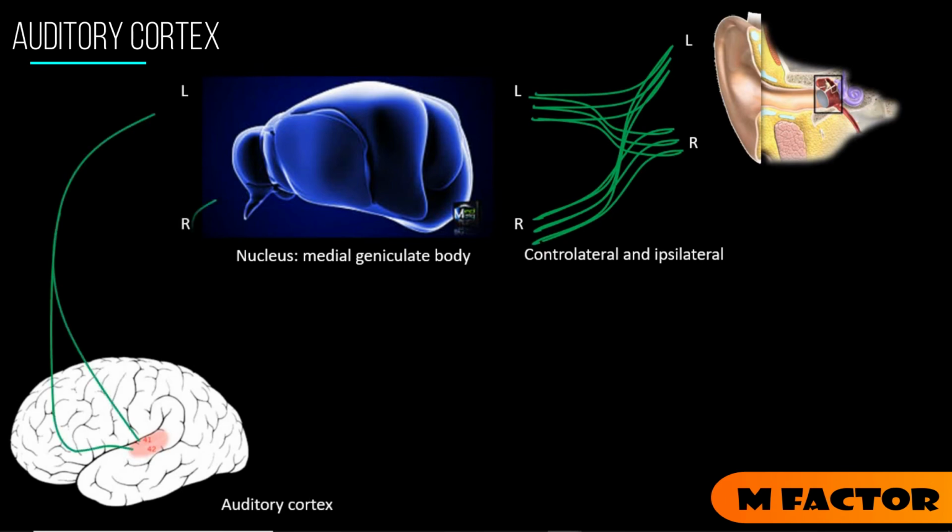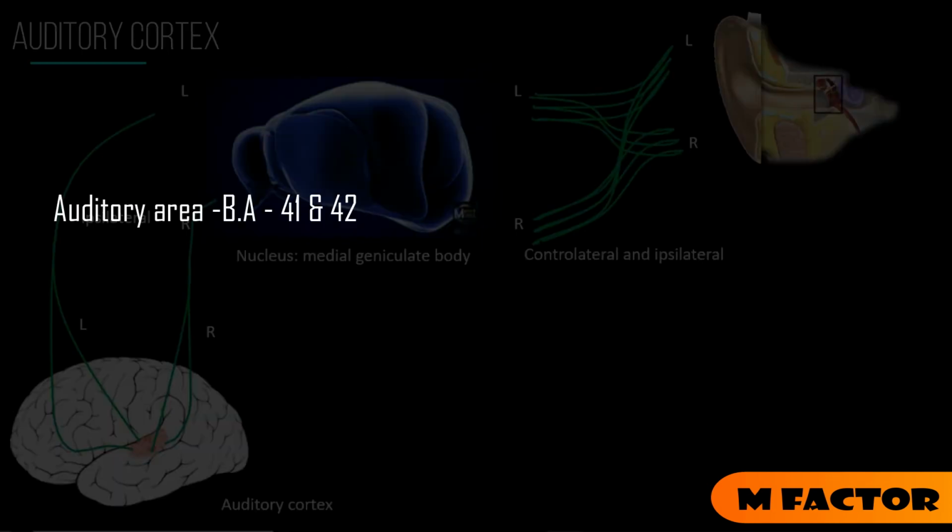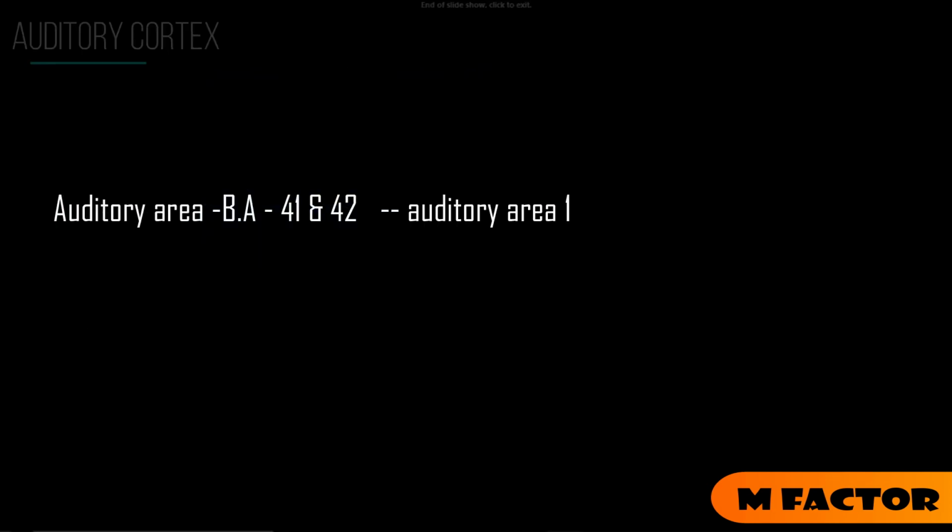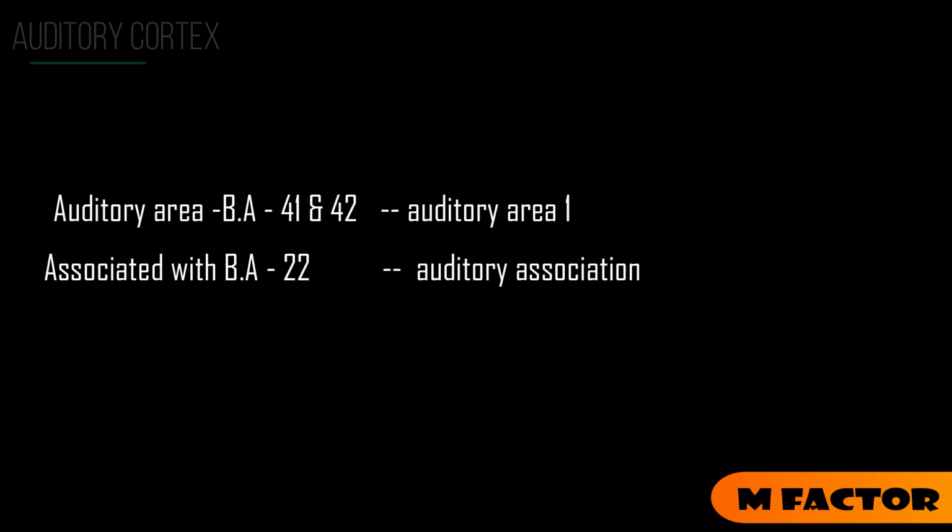The auditory radiation not only ends in the auditory area, that is, the first auditory area, but also in the neighboring areas. These areas are known as the auditory association area or the second auditory area. This lies in the superior temporal gyrus, corresponding to Brodmann's area 22. This region is in contact with Wernicke's area and has importance in language function.